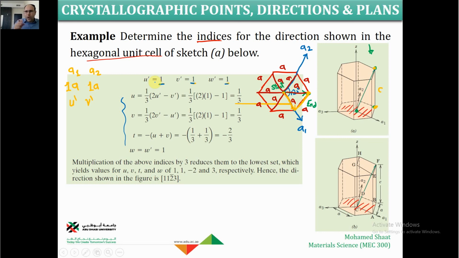Once you find U prime, V prime, W prime, plug them here, you're gonna end up with these values. Then you have to get rid of the denominator. All of these denominators are 3. You're going to multiply by 3. You're going to end up with 1, 1, negative 2, 3. These are the 4 index representation of the crystallographic direction as represented for this given hexagonal unit cell.